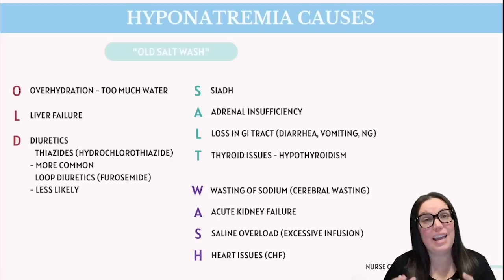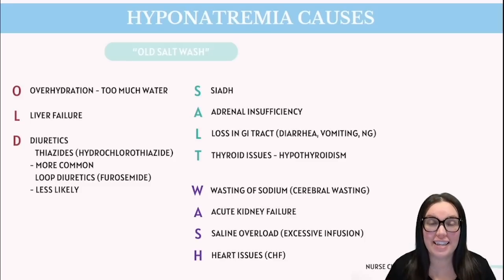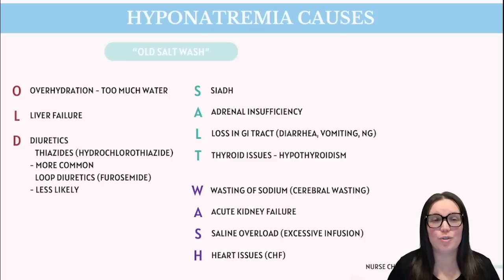And next up we have D, which stands for diuretics, also known as water pills. And what they do is they're going to make you pee more. So while this is great for getting rid of excess fluid, they can also cause you to lose too much sodium in the process, ultimately leading to hyponatremia. And then for S, we have SIADH, which is syndrome of inappropriate antidiuretic hormone secretion. And we talked about this a little bit before, that SIADH makes your body hold on to water when it really doesn't need to.